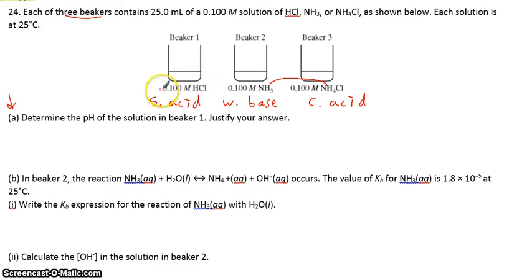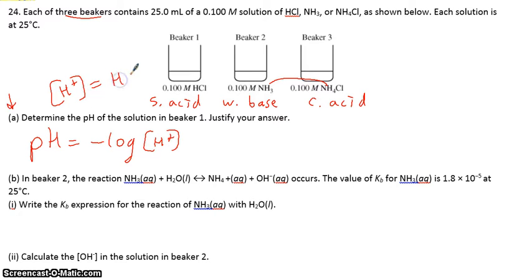Because this is a strong acid, remember that strong acids dissociate completely, which means their pH is simply the negative log of their concentration. You don't have to do any ICE box. You do ICE boxes for weak acids and bases, but for strong ones, you can go directly to the pH. So pH is simply negative log of the H plus concentration. In our case, H plus concentration is the same as HCl concentration because it's a strong acid. So we do negative log of 0.1.